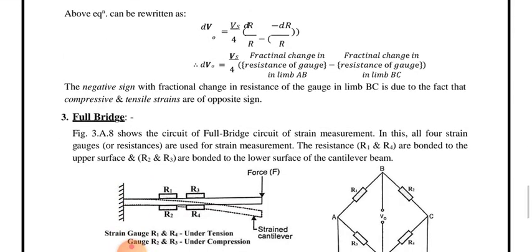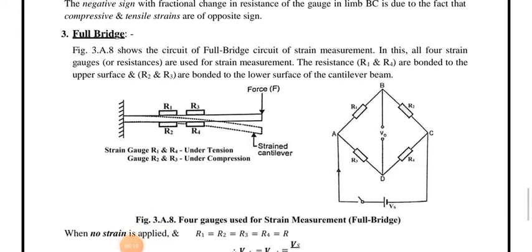Then next is the full Wheatstone bridge circuit. In the figure we can see that all four resistances are mounted or bonded to the beam surfaces: R1 and R3 are bonded to the upper surface of the beam, and R2 and R4 are bonded to the lower surface of the beam.